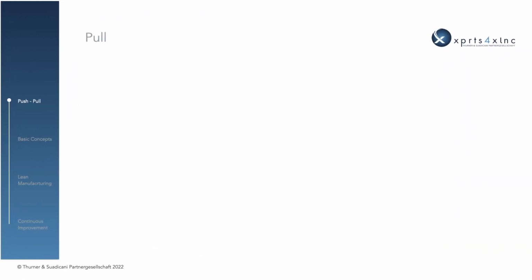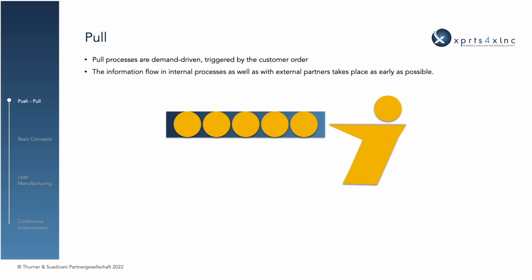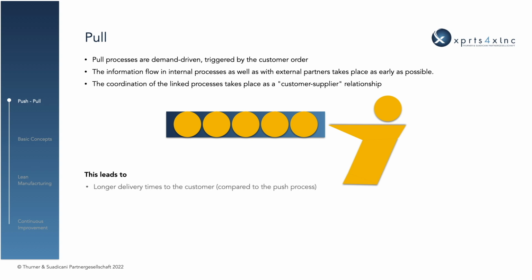Now let's look at the pull model. Pull processes are demand-driven, triggered by the customer order. The information flow in internal processes as well as with external partners takes place as early as possible. The coordination of the linked processes takes place as a customer-supplier relationship. This leads to longer delivery times to the customer, compared to the push process, a reduction in the total cost of stocks and a reduction in non-value-added activities in production.